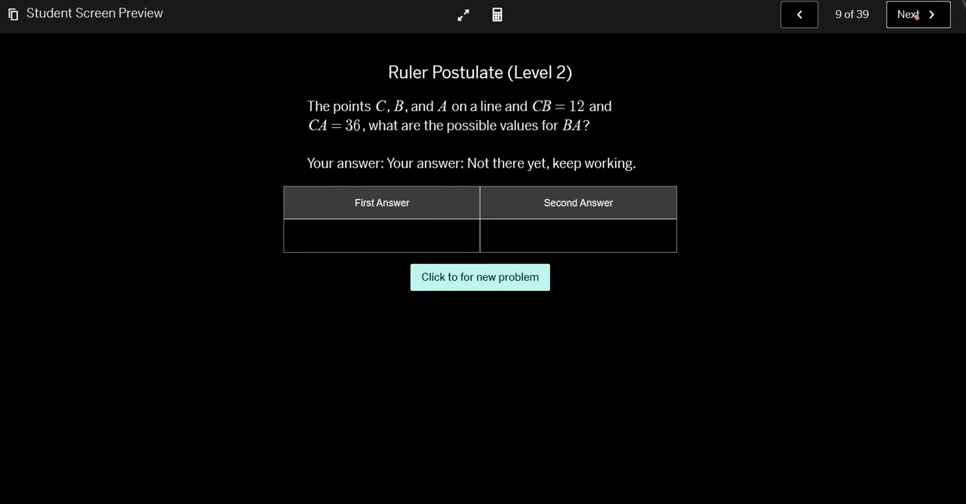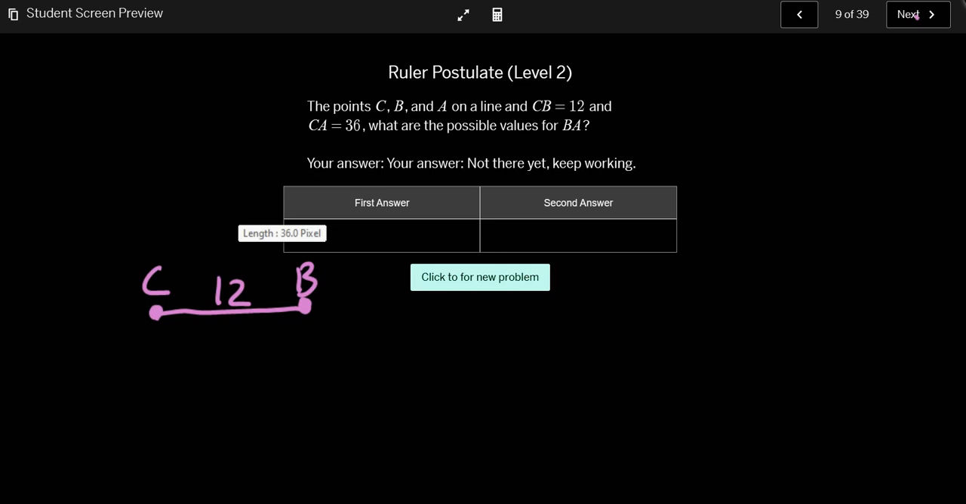Our next problem is still dealing with the number line, but now it's looking at a specific set of distances on the number line. So if we have this distance, C to B, the distance from C to B is 12.